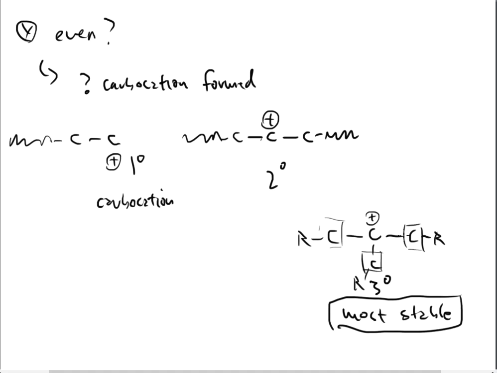It's still there. Things can still see the positive charge. But those friends help protect that carbocation. And the more friends you bring, the less chances of that carbocation getting in trouble. Okay. So tertiary carbocations are more stable.